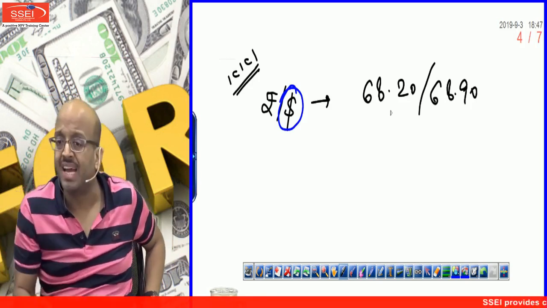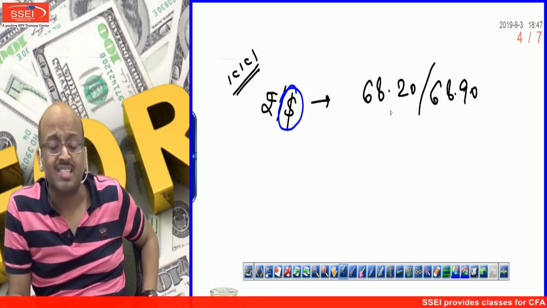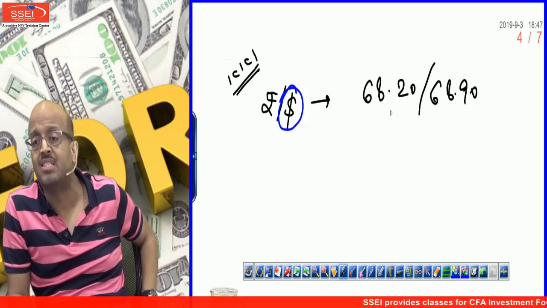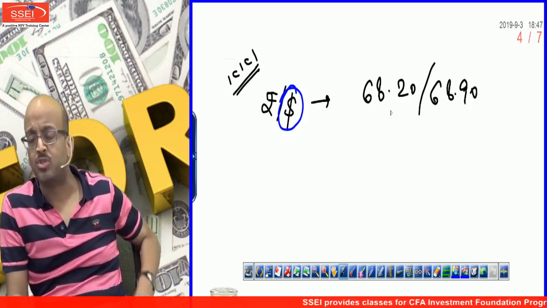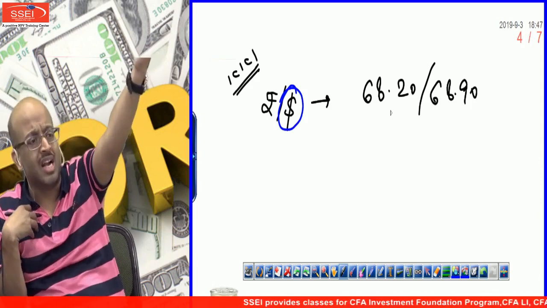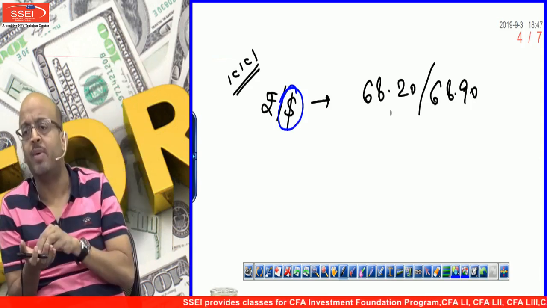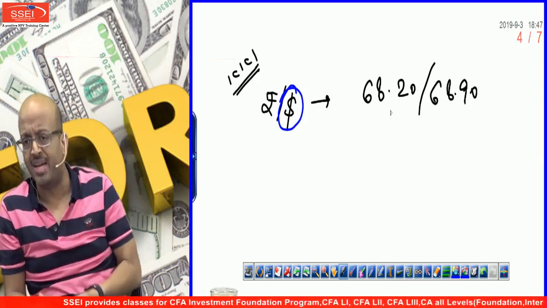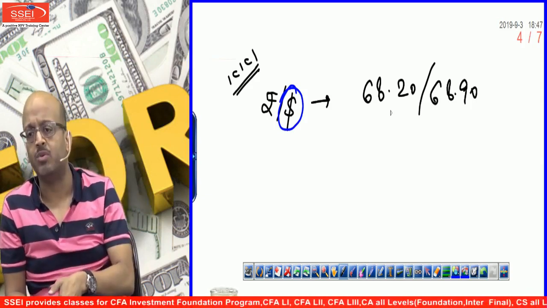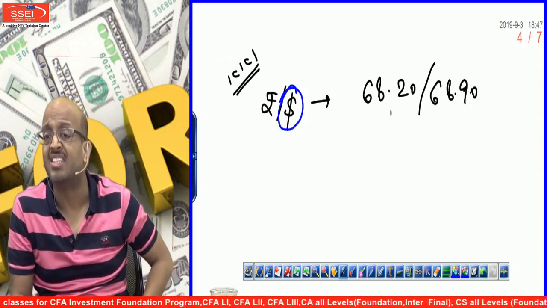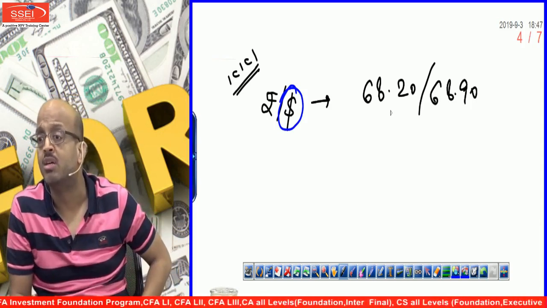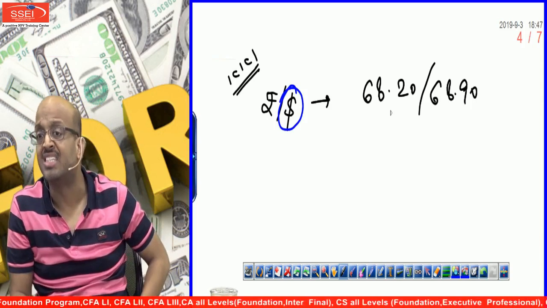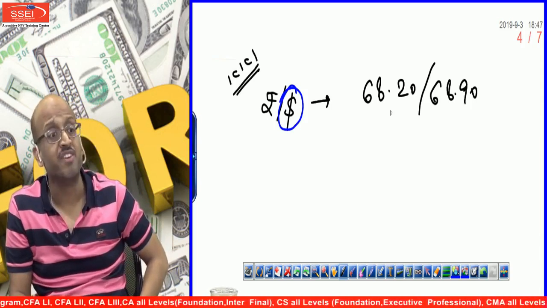So $1 is 68.2, 68.9. ICICI Bank is ready to buy dollar at what price? 68.2. So I am ICICI Bank. Any of you are wanting to sell dollar? Come, I am ready to buy. So you sell me dollars, you give me $1, I'll give you what? 68.2. I am ready to buy. And ICICI Bank is asking how many rupees to sell $1? 68.9. Asking. Ask rate or offering.